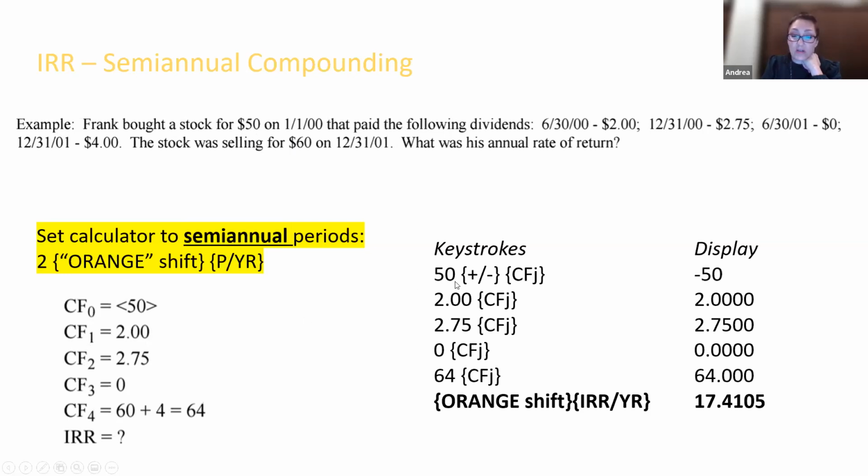So your keystrokes are going to be the 50 minus CFJ, 2 CFJ, 2.75 CFJ. So if there is a zero cash flow, you still have to plug that in because that's still going to be affecting his rate of return. So you're going to do 0 CFJ. And then that last period was 64 CFJ. You're going to hit your orange shift button and IRR, and his rate of return is 17.4105.